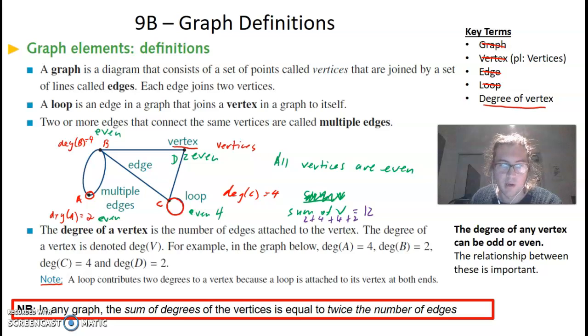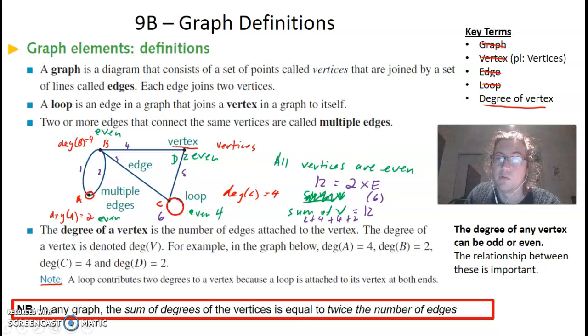From this relationship, I know that 12 is equal to 2 times the number of edges. So I should expect there to be 6 edges if I count them. So 1, 2, 3, 4, 5, 6. So that relationship holds, and it will always hold. If you need to know the sum of the degrees, you can work that out very quickly by counting the edges and then multiplying by 2. So if that number there is 6, 2 times 6 is 12, and you get an equal relationship.